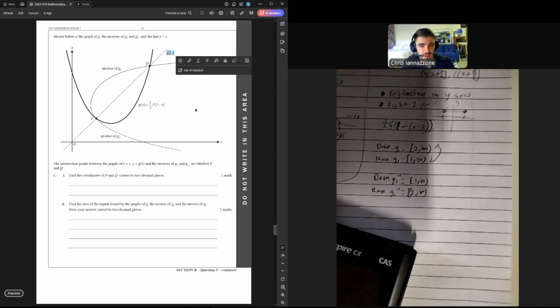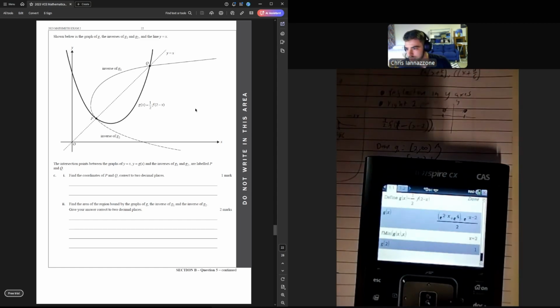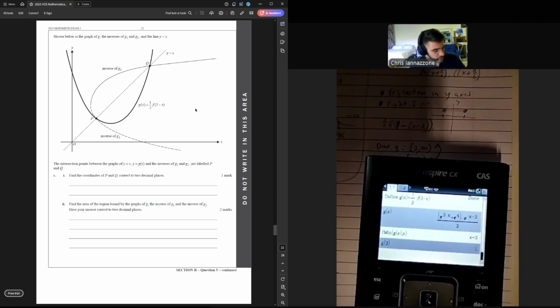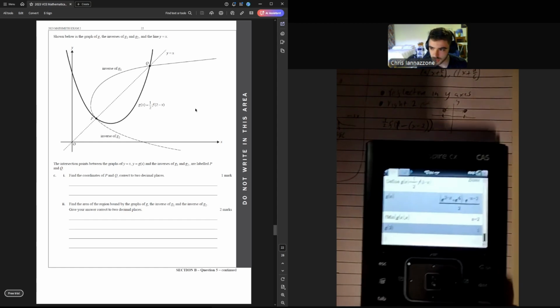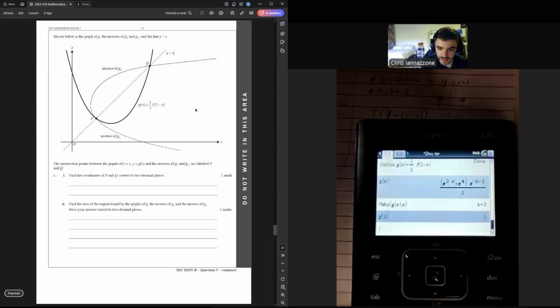That's what this bit here is telling you. It's identifying, or at least prompting you to understand, that this will only ever intersect along the line y equals x, and so we can save some time by just equating to y equals x. So we have our g of x. All we're going to do is equate it to x and then get our 2 points.